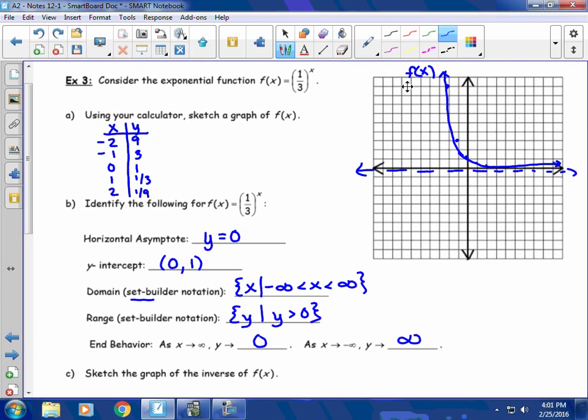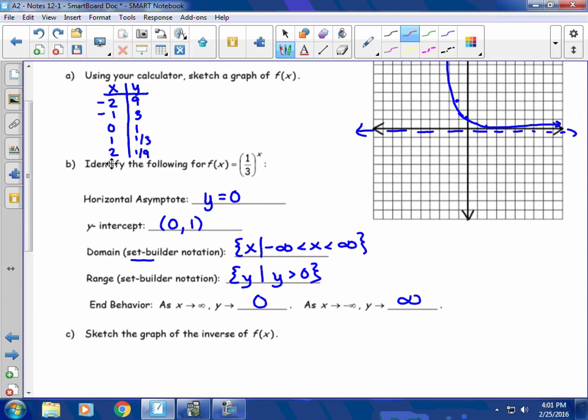All right, now I want to sketch the graph of the inverse. So how did I do that last time? Well, if you've got a table for your original, what do you need to do with that to get a table for the inverse? Just switch x and y. So 9, negative 2, 3, negative 1, 1, 0, 1/3, 1, 1/9, and 2.